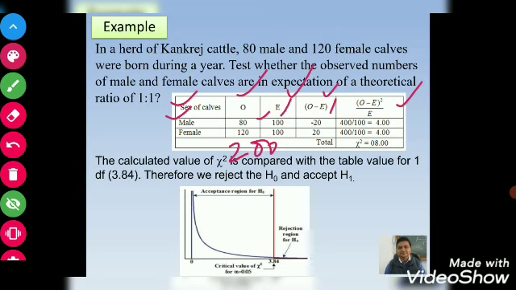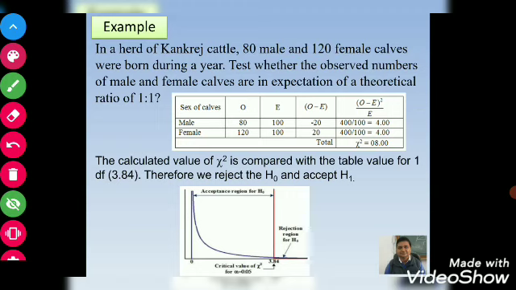Similarly, for female, observed is 120, expected will be 100, and the difference will be plus 20. Now you square the 20, so it will be 400 divided by 100. So again 4. So total chi-square, because chi-square is the summation of this formula, so summation will come around 8. It will be coming 8.